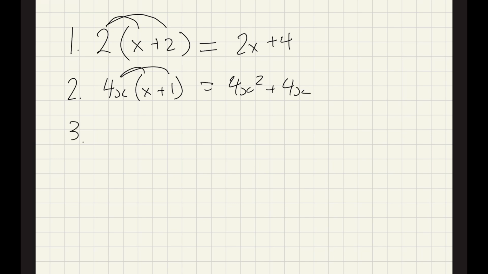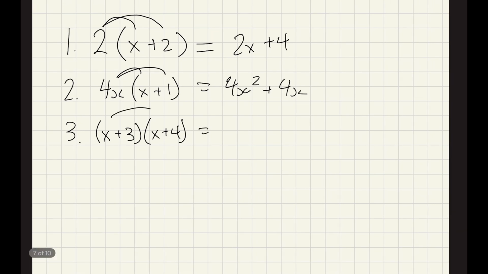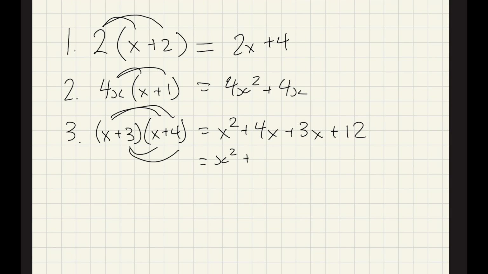This is our first FOIL problem. X plus 3 times x plus 4. So we're going to do this the FOIL way. X times x is x squared. X times 4 is 4x. 3 times x is 3x. And 3 times 4 is 12. And there is our final answer.